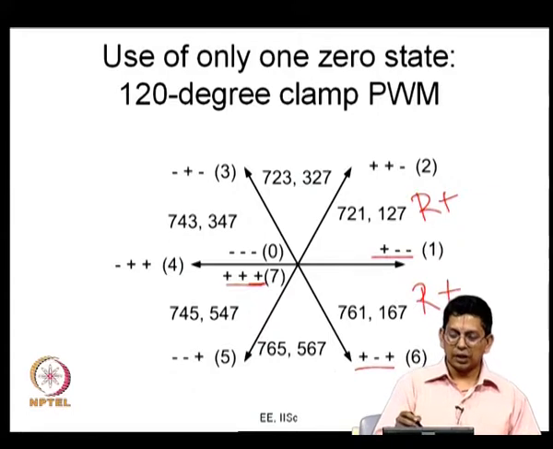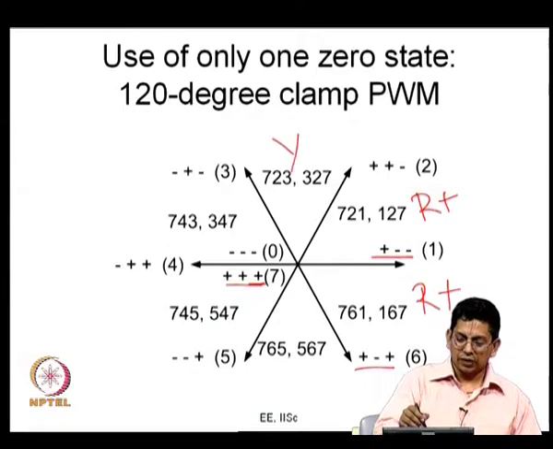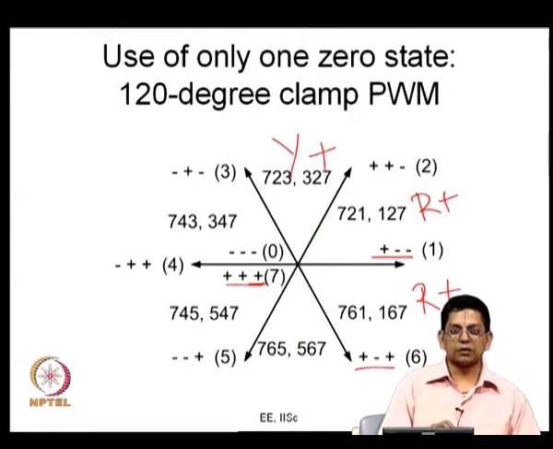Let us go to the next sector, 7 2 3. 7 meaning plus plus plus, 2 meaning plus plus minus and 3 is minus plus minus. Here you find that the Y phase is clamped to the positive bus. See, this is the Y phase clamped to the positive bus in every subcycle in sector 2. And how about sector 3?